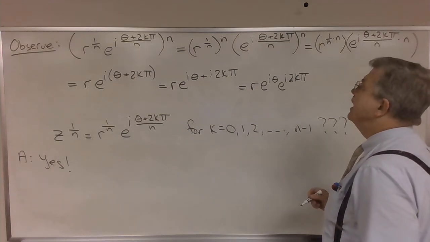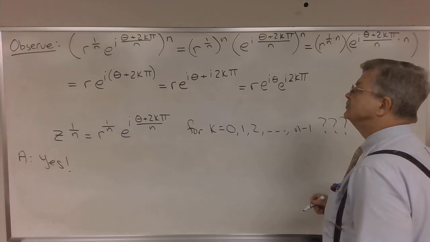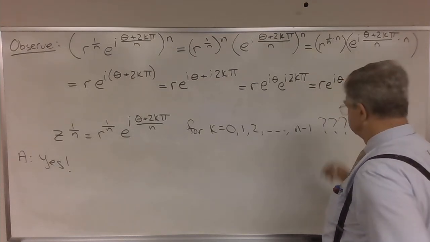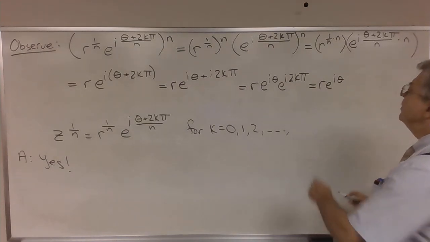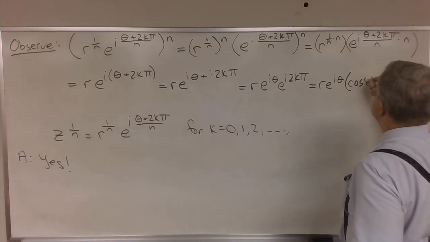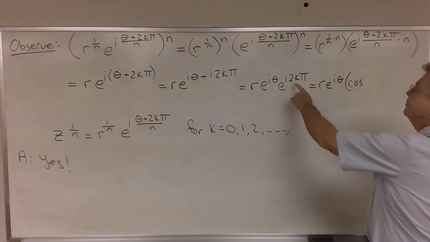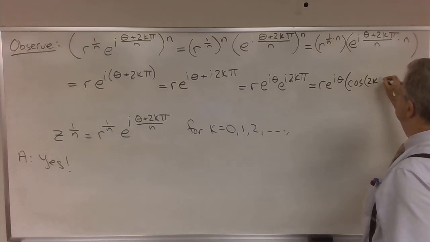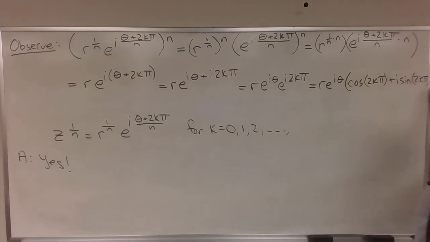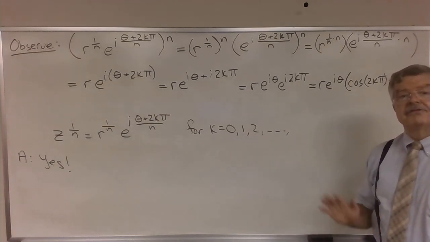And now what do I do? Supposedly, e to the i 2k pi is equal to cosine of this angle, 2k pi, plus i sine 2k pi, and k is a whole number. k is 0, k is 1, k is 2. k is a whole number.